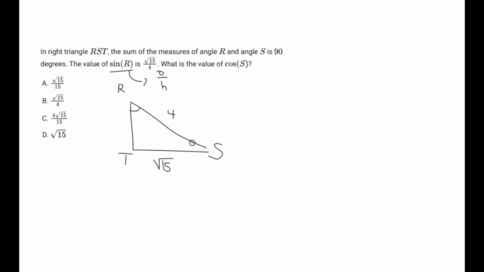So now it's asking, what is the value of cosine S? So if you zoom in here on angle S, cosine is equivalent to adjacent over hypotenuse. So the adjacent value for angle S would just be square root 15. So in our answer, square root 15 should be on top. But what is the hypotenuse, right? Well, we don't even need to do any calculations because we already calculated the hypotenuse, which is 4. And so, it's square root of 15 over 4.